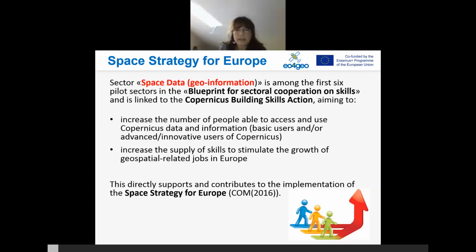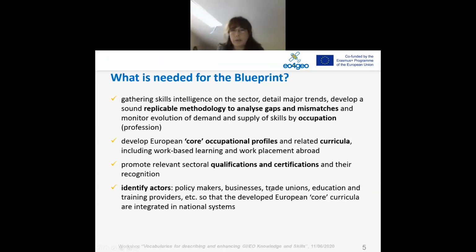So what is needed in a blueprint project like EO4GEO? It is needed to gather the so-called skills intelligence, which is a set of data, analysis, trends, which overall give a view on what is the situation regarding skills gaps, mismatches, and also future trends in a specific sector. Possibly these are all analyzed by occupational profiles.